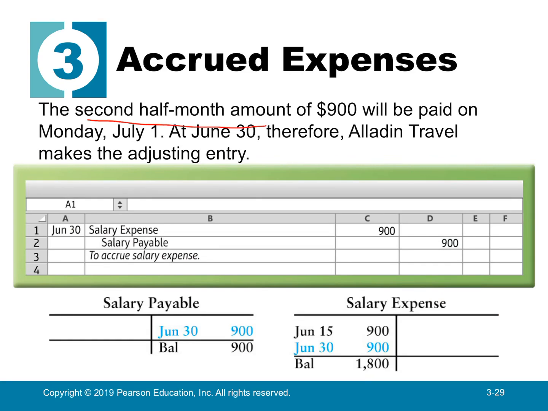Now the second half of the month, the other $900 won't get paid until Monday, July 1st. But if I'm closing the books on June 30th, I must show in my books that I owe this $900. So how am I going to do it? I'm going to recognize the salary expense because I incurred it already of $900. But instead of cash, I'm now crediting salary payable of $900. Right? So my liabilities went up because I'm not going to pay this $900 in cash until the next day.